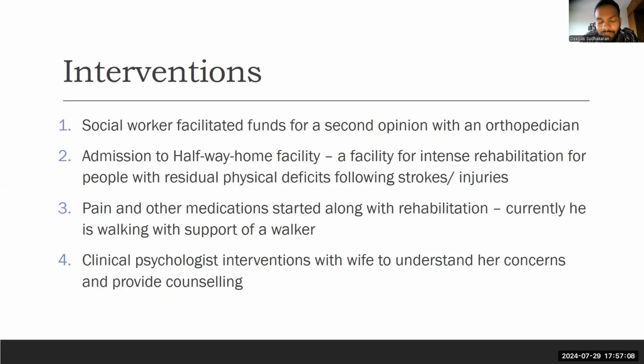We were able to accommodate him for a period of a few weeks. Along with this, we started him on pain medications and other required medications. To bring completion to the first point, the orthopedician did surgically intervene. There was some pus drainage, a culture was sent, and like one of you had mentioned, culture-based antibiotic therapy was started, which was given during his admission with us, along with the required rehabilitation through the halfway home intervention.